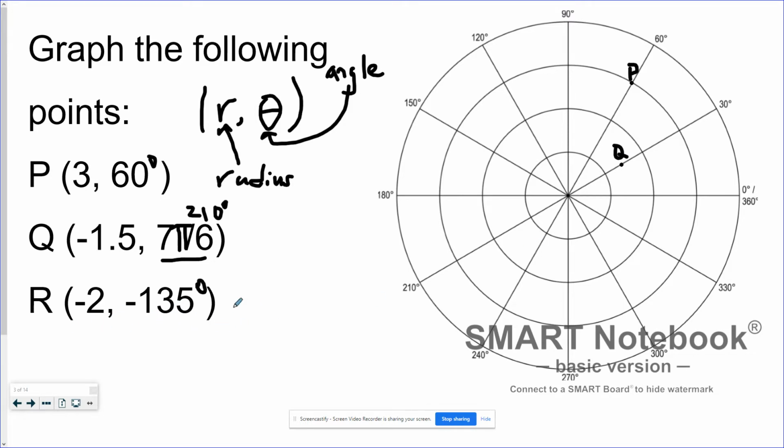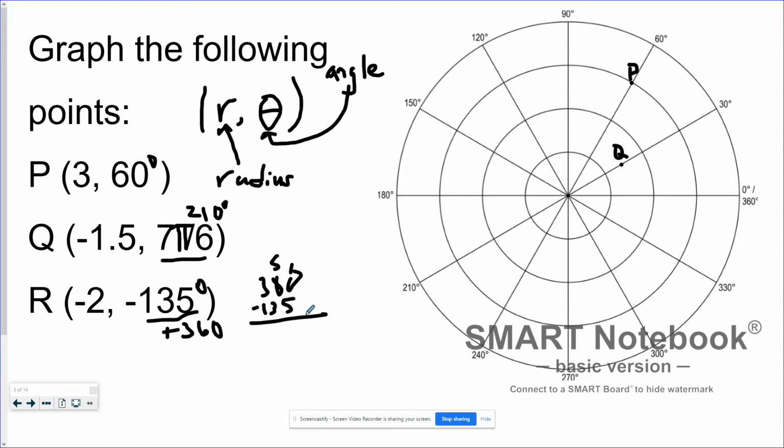And then lastly, we have R. R is negative 2, negative 135. So negative 135, we have to add 360 to. And if we add 360 to that, we get, so 360 minus 135.